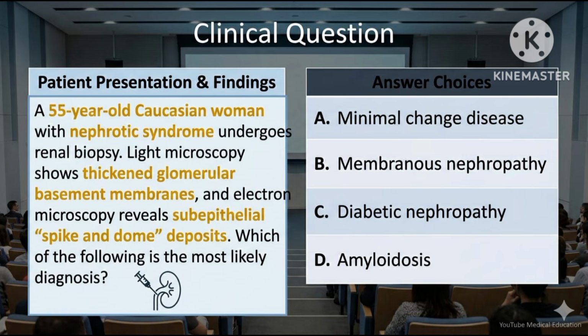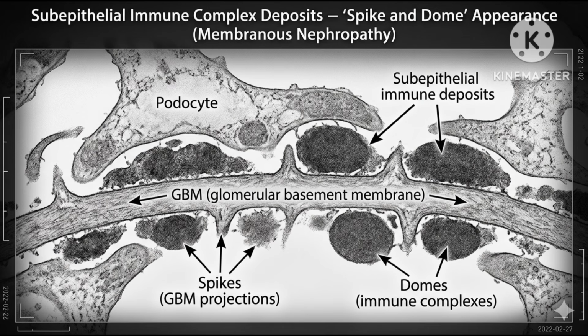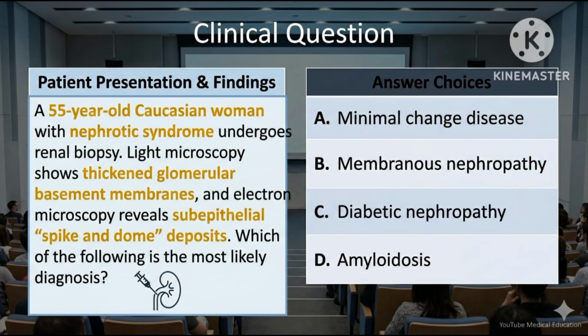A 55-year-old woman with features of nephrotic syndrome. Renal biopsy shows thickened glomerular basement membrane on light microscopy and subepithelial spike and dome deposits on electron microscopy. Most likely diagnosis: membranous nephropathy.